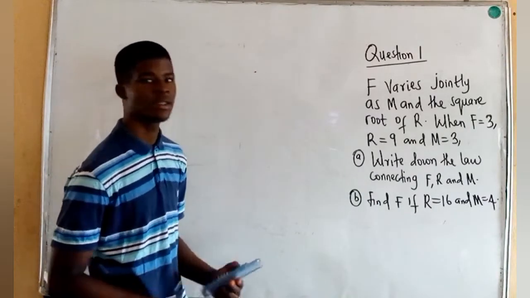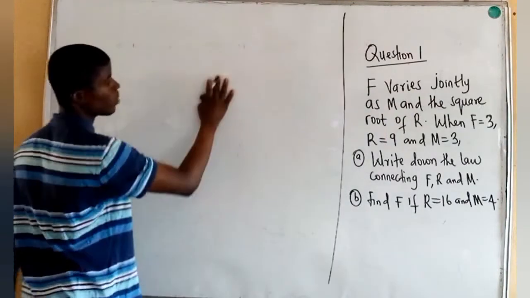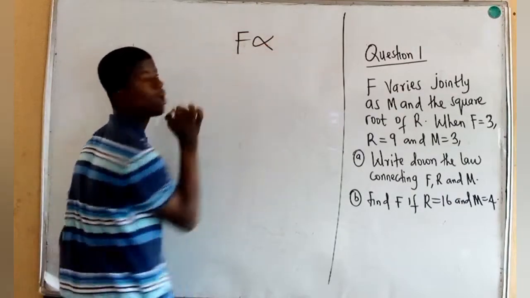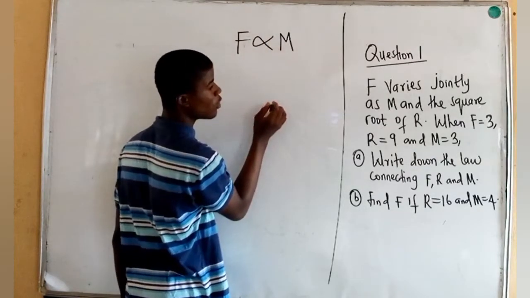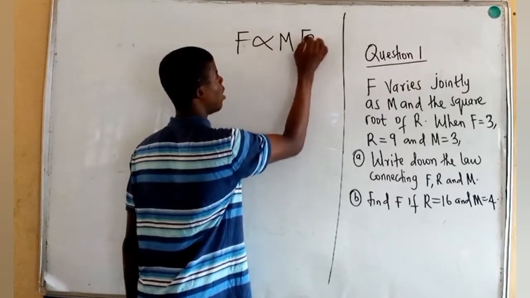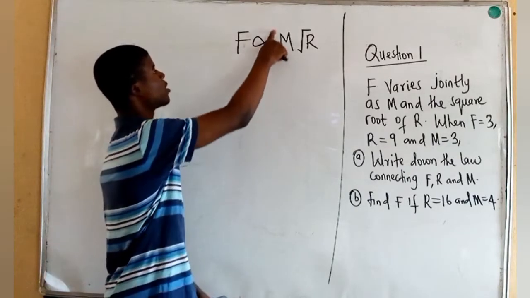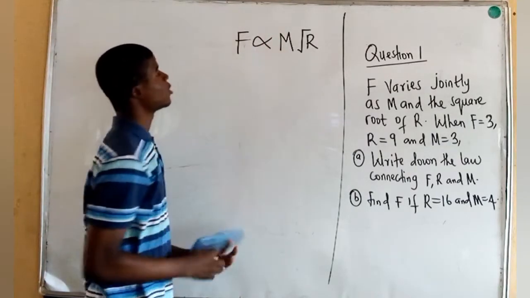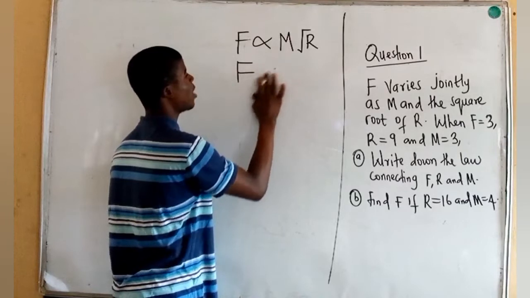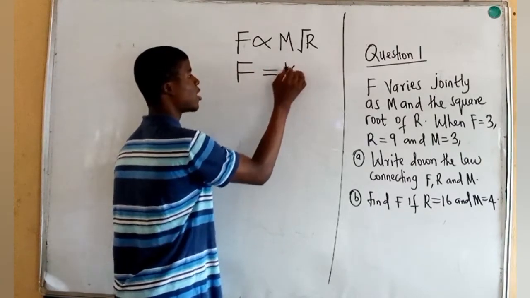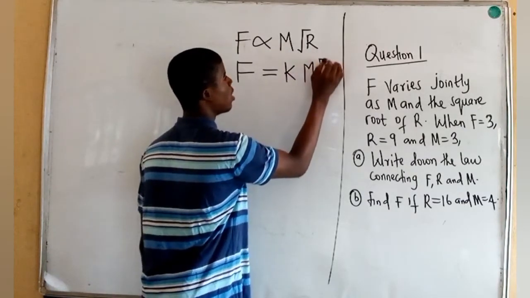The first statement says f varies jointly as m and the square root of r. So I'll write that as f varies as m times the square root of r. I'll remove this variation sign and turn it to equal to and introduce a constant. So f is equal to a constant k multiplying these two terms, m and root r.